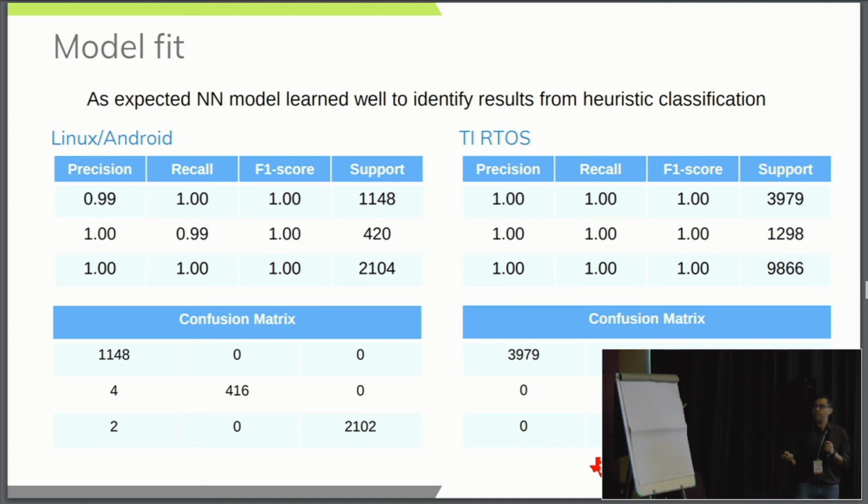As expected, the neural network was able to train and learn from our heuristic classifications, and you can see here that the precision and recall are pretty good. The confusion matrix is almost making no mistakes. I believe when we did this, we took 75% of the samples to train, and the other 25% of the samples to test our model. We can see that we get pretty accurate results for that heuristic classification. So at least it's as good as a heuristic classifier.